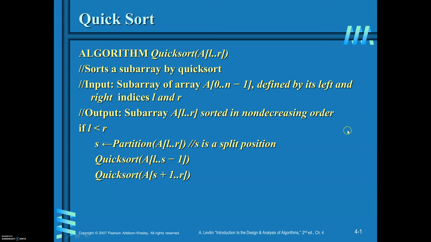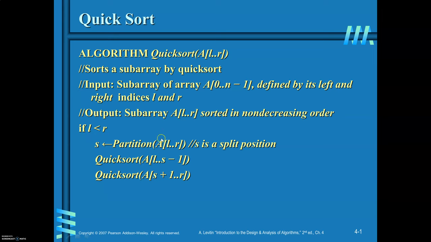So when there is only one element, there is no need to sort it. Now here, the array indices are L and R. Initially, when you are calling for the first time, L equals 0 and R equals N minus 1. Whenever L is less than R, that means two or more elements, then you are required to call this QuickSort algorithm.